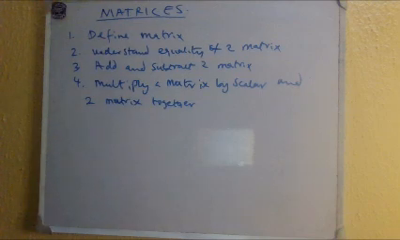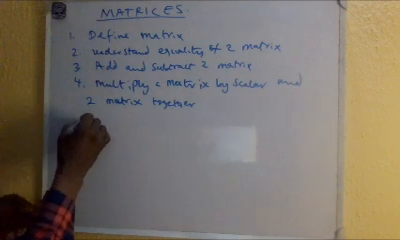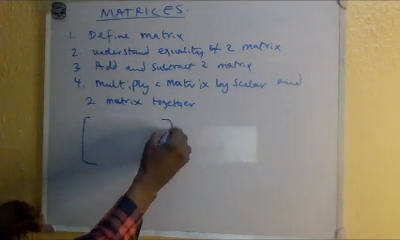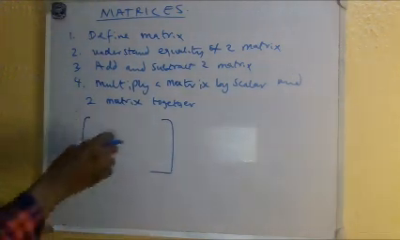So the first we have here is, what is a matrix? Actually, a matrix is defined as a set of real or complex number elements arranged in rows and columns to form a rectangular array. So, for instance, this is a rectangular array enclosed.